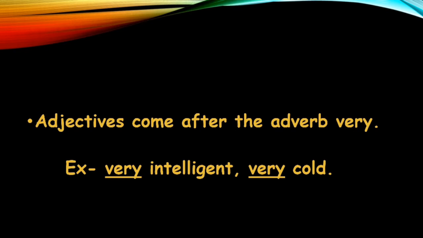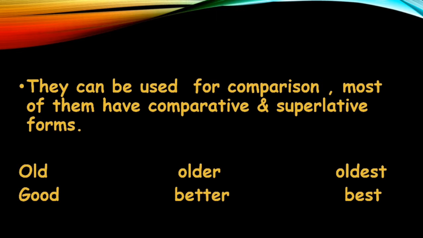In these, intelligent and cold are adjectives and very is the adverb. Now this you all have seen, we have seen comparisons being made. We have seen comparisons: positive degree, comparative degree, superlative degree. Adjectives can be used for comparison, and most of them have comparative and superlative forms.